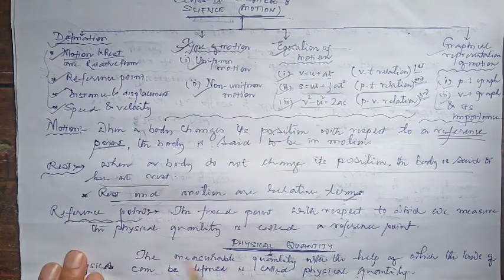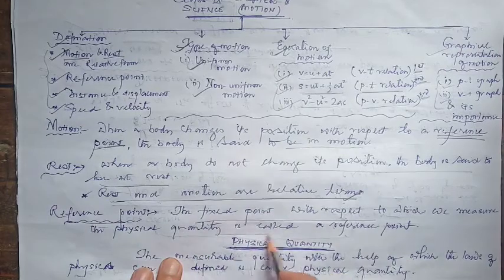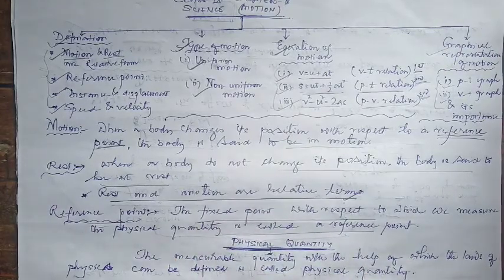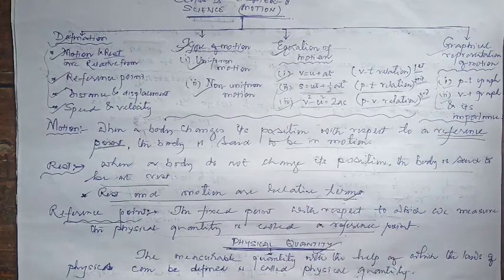So reference points. About the reference point we have already discussed, students. A reference point is the fixed landmark that we use to describe the location of something. That fixed landmark is called a reference point. Students, let's move on to another topic. What is it? Physical quantity.